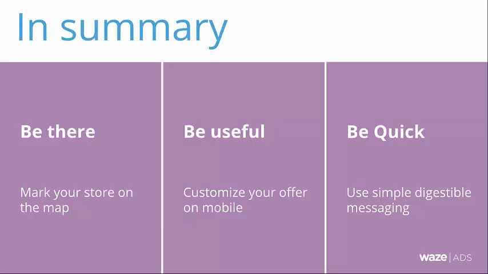Be useful and tailor your message for the local user who's on the go on their mobile device. Don't just transfer what's on your circular or newspaper ad. And lastly, as you change it, make your message as brief and easy to digest as possible. Don't use the same messaging available elsewhere. Acknowledge that the user is on the go, and tailor to the mobile environment by using simple, digestible messaging.